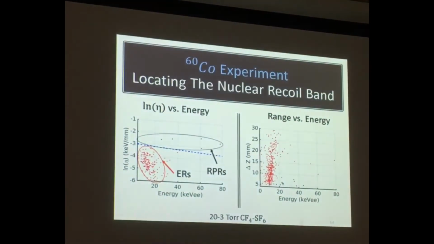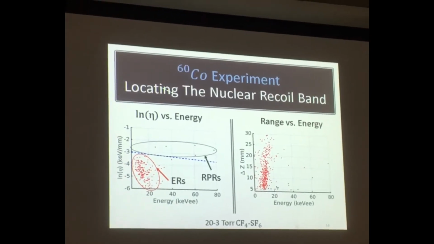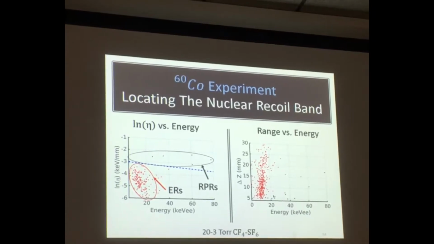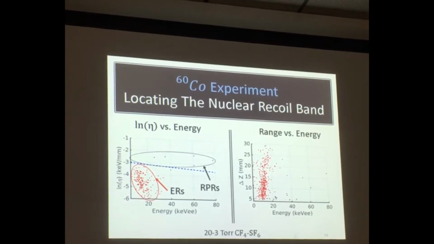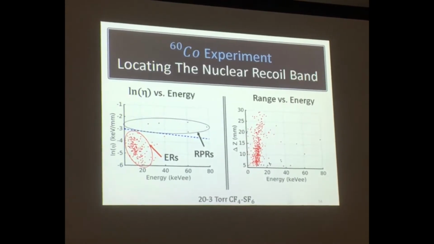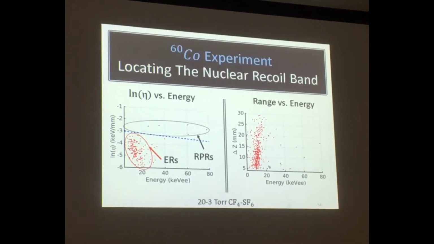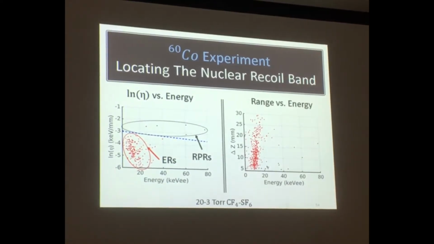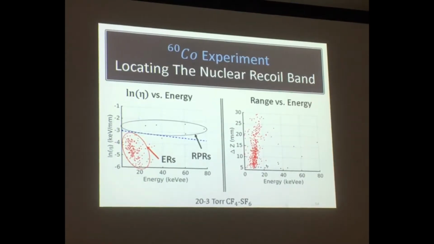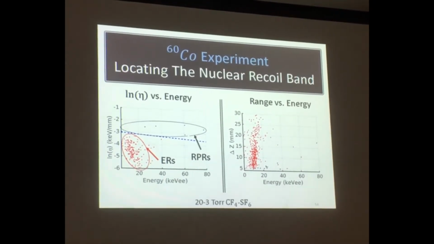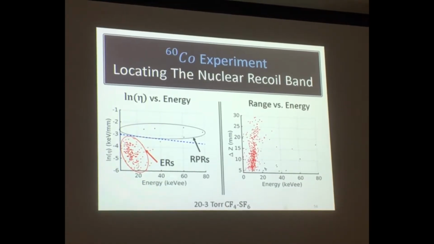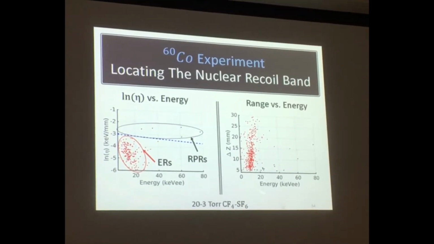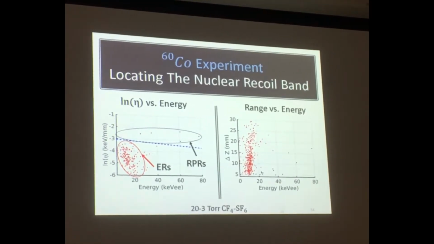Okay, so right into some results. Here's the cobalt-60 experiment again, or I do another one, and the red is the electronic recoils. The black are the background RPR events, which again reside in the nuclear recoil band. And with this, I define the blue dashed line here, the separation between the 2 of them, and so I define this nuclear recoil band. And then if I plot this in terms of the range versus energy, I get this result here. You can see the vertical electron band and then the nuclear recoil band there.